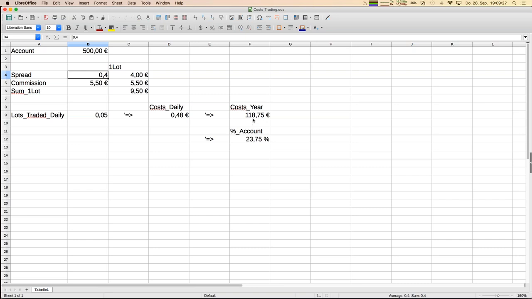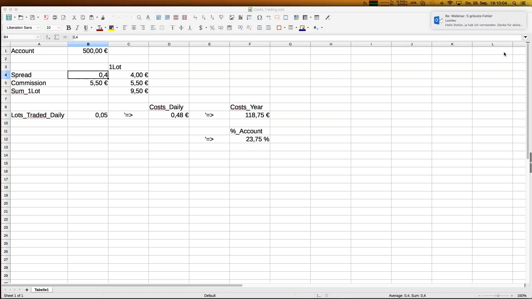And now let's compare those 120 euros with our account size of 500 euro. So it's about 24%. That means we need a profitability in terms of rate of interest or return on investment, and we will talk about that number later as well. But let's take that number. So we need a profitability of 24% just to cover our costs, which is quite a lot.